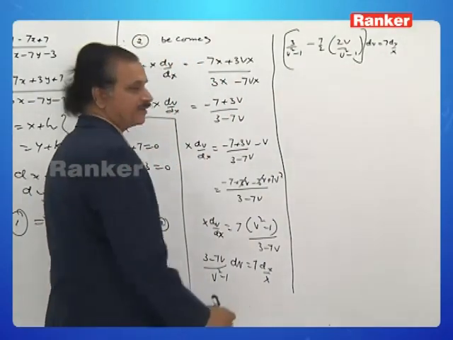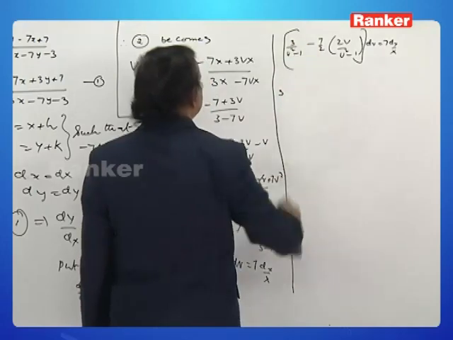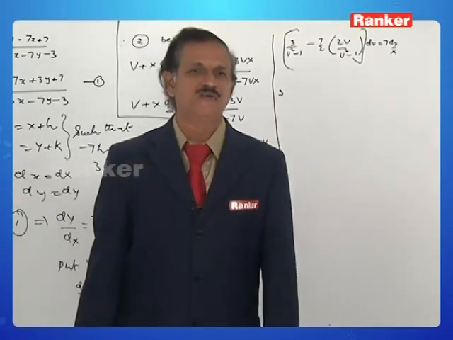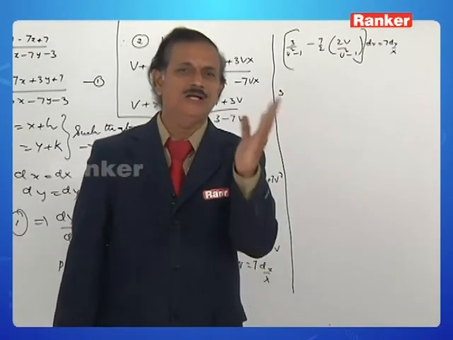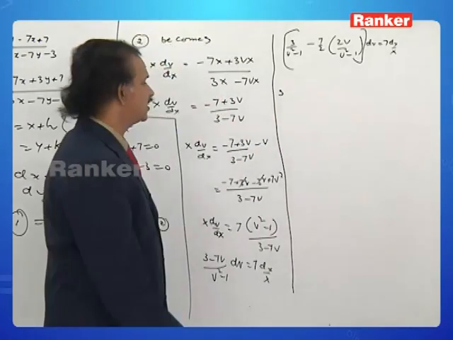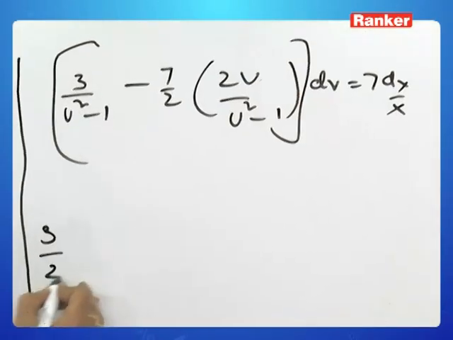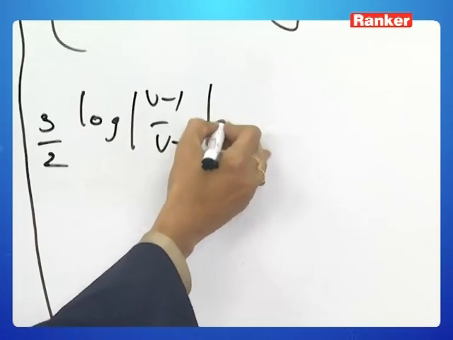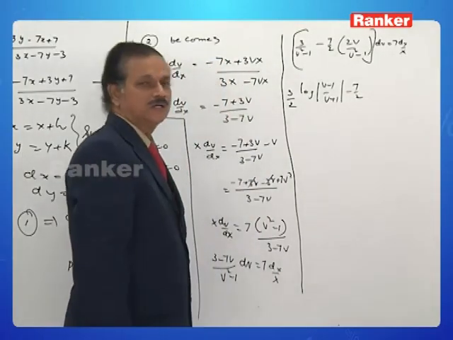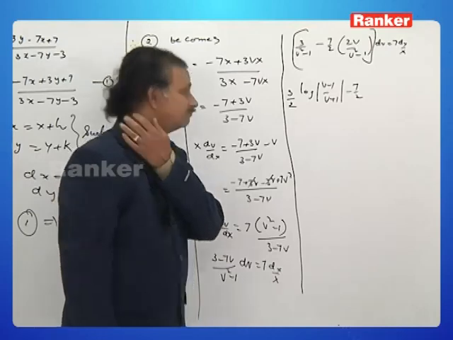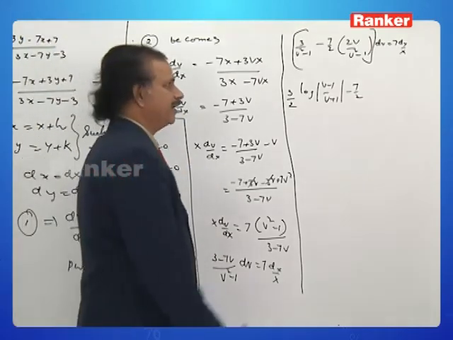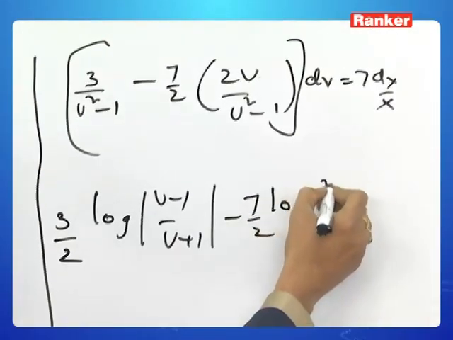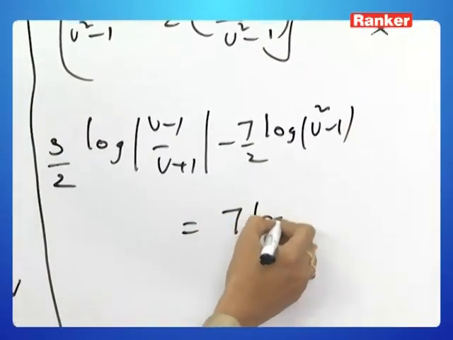Let us try to integrate it. 3 into 1 by v square minus 1. What is the integral of 1 by x square minus a square? Come on, what is the formula? 1 by 2a log mod x minus a by x plus a. According to that, it is 1 by 2 into log mod v minus 1 by v plus 1, minus 7 by 2 into 2v by v square minus 1. What is that? f dash v by f of v. Derivative of v square minus 1 is nothing but 2v, isn't it? So it is log mod v square minus 1 is equal to 7 log mod x.